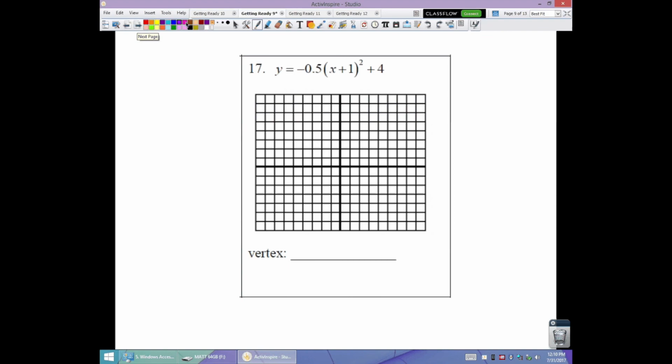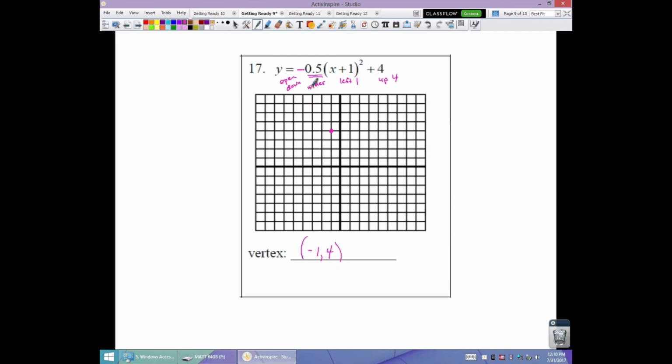And lastly, at 17, we have a negative sign, which means open down. We have a change to the A value. It's now 0.5, which is going to make this thing wider. A +1 inside these parentheses moves us left 1, and the +4 outside moves us up 4. So to get to the vertex, I'm just interested in my vertical and horizontal shift. That's left 1, up 4. So that puts me at -1, 4 for my vertex.